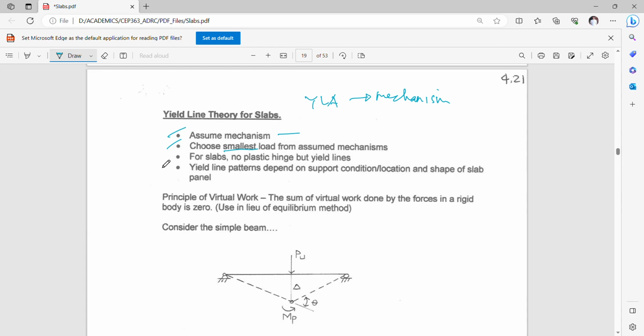So for slabs, we do not consider plastic hinges, because plastic hinges are points, no? In beams, we consider plastic hinges because we are considering point rotation.